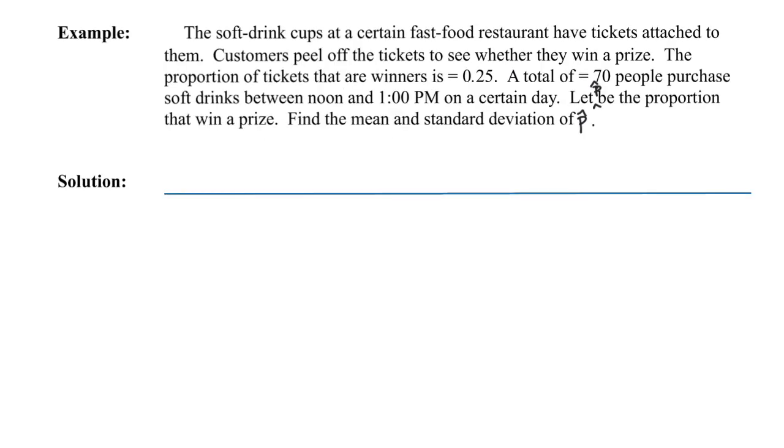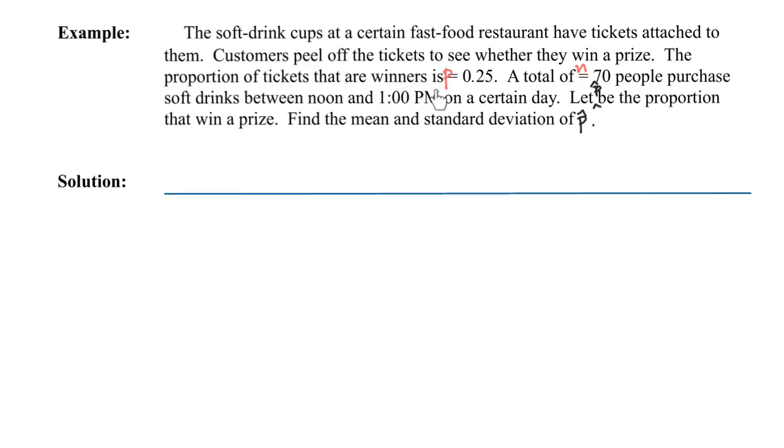Let's look at an example to find the mean and standard deviation of a sampling distribution. Soft drink cups at a certain fast food restaurant have tickets attached to them. The customers peel off the tickets to see whether they win a prize. The proportion of tickets that are winners is 0.25. A total of 70 people purchase the soft drink between noon and 1 p.m. on a certain day. Let P cap be the proportion that win a prize. Find the mean and standard deviation of P cap.